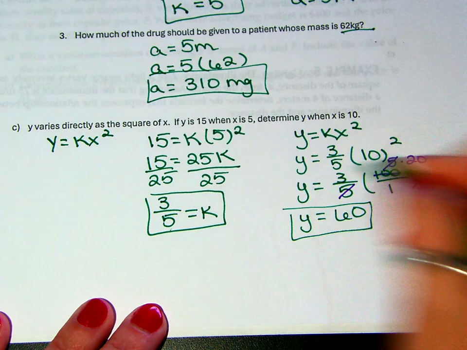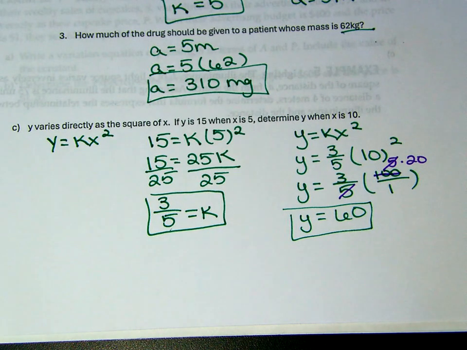Again, you don't have to simplify on the front end. You could have taken 3 times 100, which is 300. 300 over 5 would still give you 60 in the end. It still works.